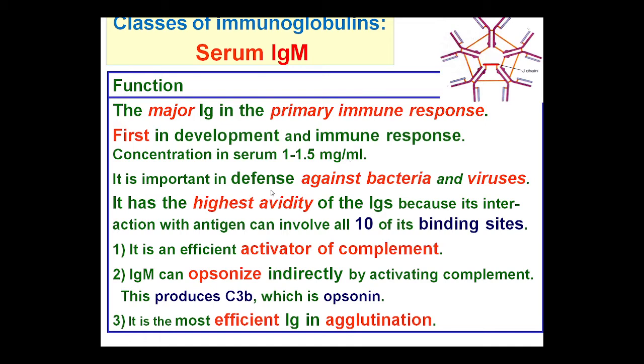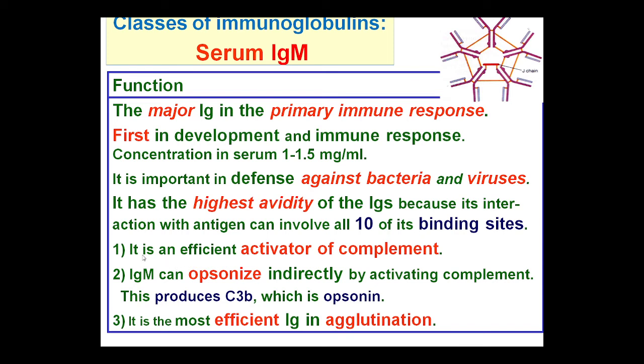This is an important defense against bacteria and viruses. For toxins, the effectiveness of this immunoglobulin is lower than the effectiveness of IgG. Serum immunoglobulin M has the highest avidity, its capacity to be attached to the surface of the microbe. Highest avidity of the immunoglobulins because its interaction with the antigen can involve 10 of its binding sites, 10, not 2, that is typical for IgG, but 10.